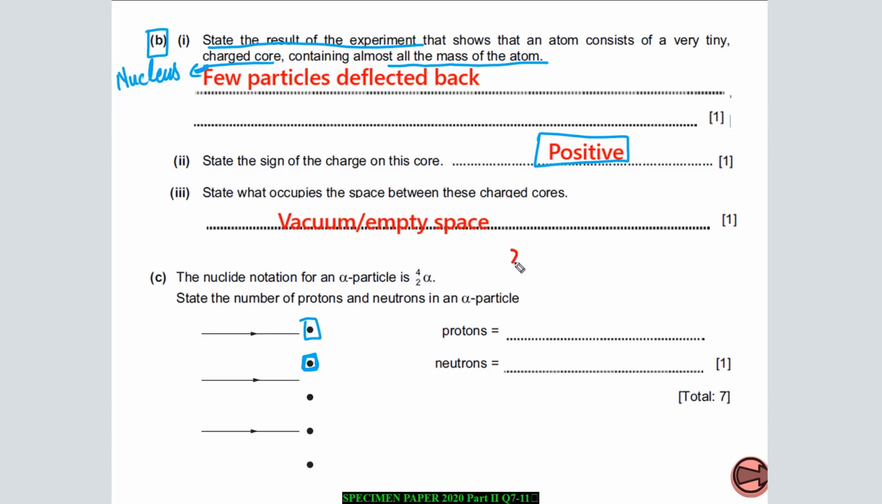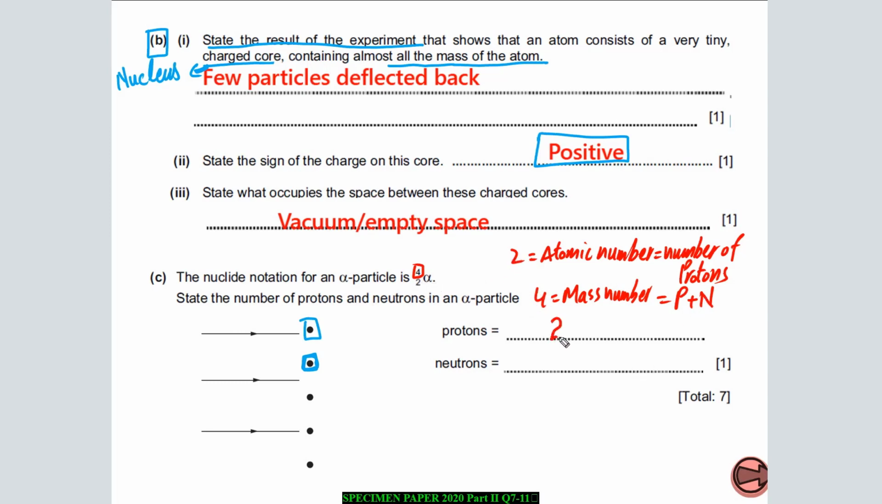So here the 2 is called the atomic number, and this is equal to the number of protons. So we simply write down the number of protons. And the 4 is the mass number. Simply this is equal to the number of protons plus the number of neutrons. So the number of protons, quite straightforward, we can simply write down 2 protons.